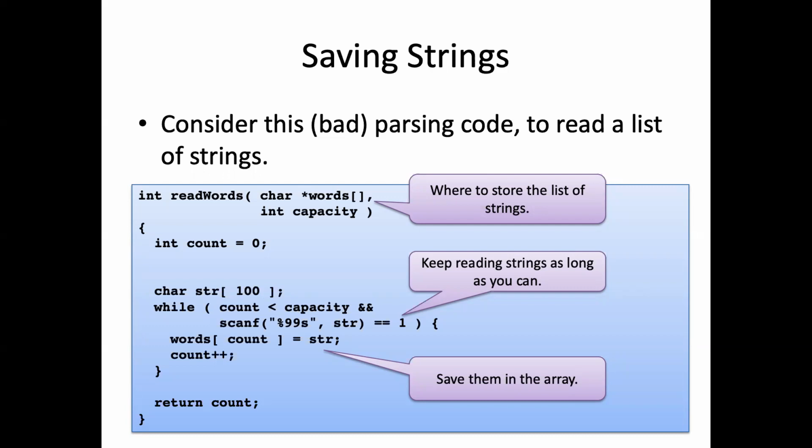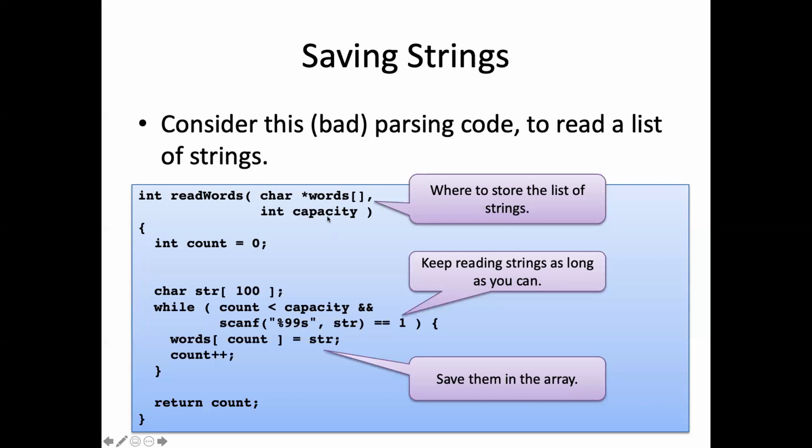This is a function. You call it, and it tries to read a list of words from standard input. So when you call it, you give it an array of char pointers. It's going to make each of those point to a word. You know how big your array is before you call it. So maybe you've got room for 100 words, maybe you've got room for 50 words. That's what this capacity field is supposed to be. Before you call the function, you give me an array of pointers, one for each word, and you tell me how big the array is.